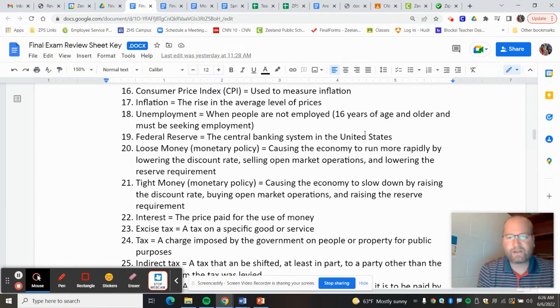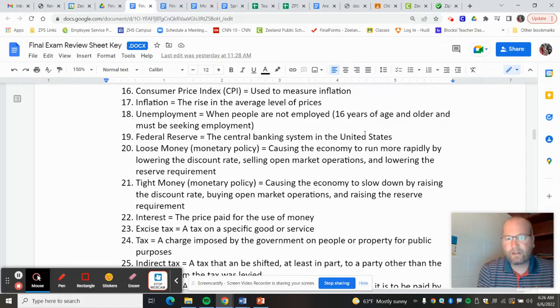19, the Federal Reserve. That's the central banking system in the United States. If you remember, that's made up of 12 regional banks. There are those 7 people that are on the board of directors, led by Mr. Powell, Jerome Powell, right now. They are trying to make economic decisions for us. And they use monetary policy, Federal Reserve monetary policy. And they've got the 2 ways to do it.